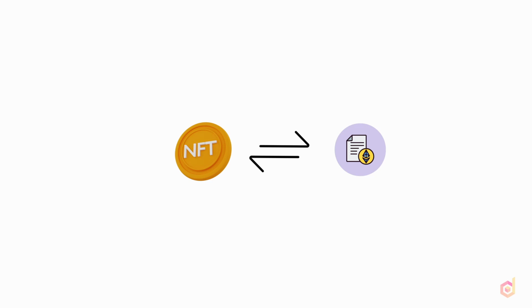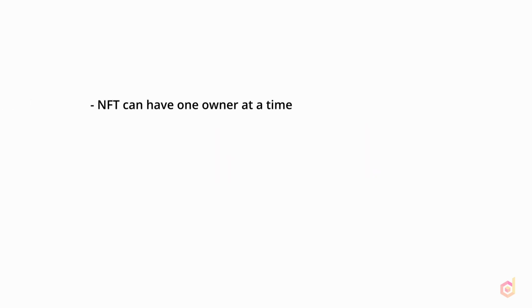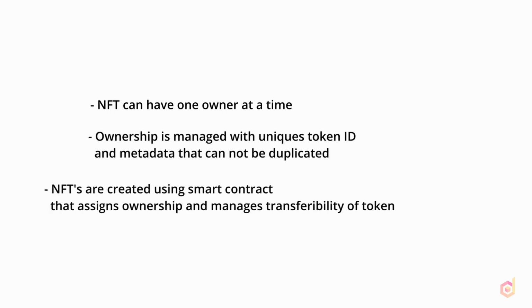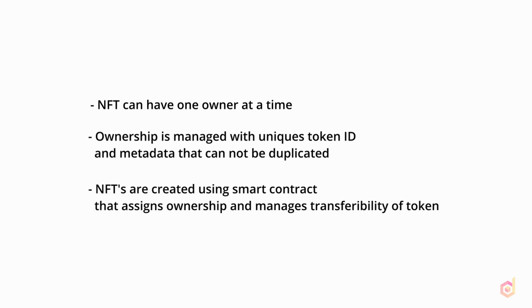Some of the things you should consider are: an NFT can only have one owner at a time. Ownership is managed through the unique ID and metadata that no other token can replicate. NFTs are minted through smart contracts that assign ownership and manage the transferability of NFTs. When someone creates or mints an NFT, they execute code stored in the smart contracts that conform to different standards such as ERC721. This information is added to the blockchain where the NFT is being managed.